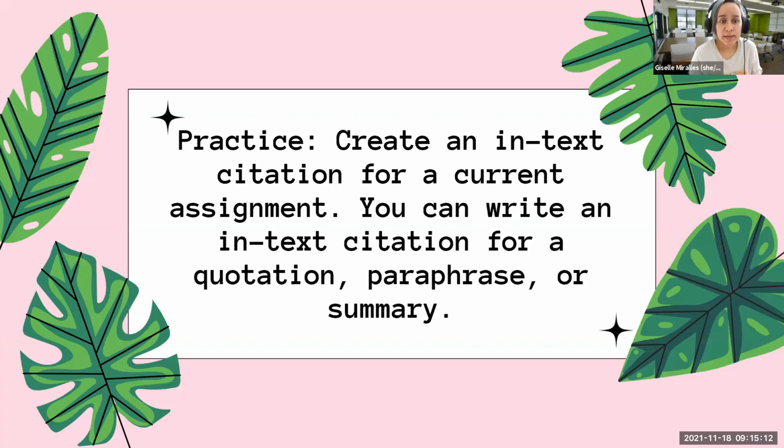So now we're going to do another practice. This practice is going to focus on creating an in-text citation for a current assignment. Whatever you're currently working on, you want to create an in-text citation for that assignment. You can write an in-text citation for a quotation, paraphrase, or summary. Of course, this would need a secondary source or a source that you can quote from. If you don't have one, maybe there's something from the class that you can use, but you do need a source in order to do this assignment.